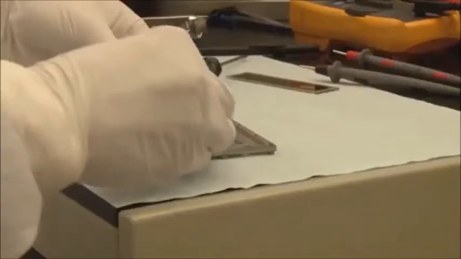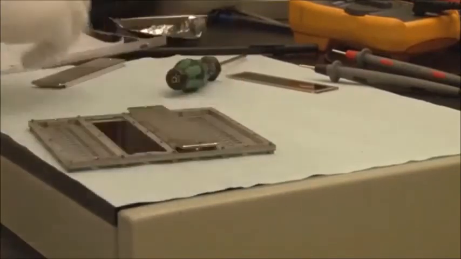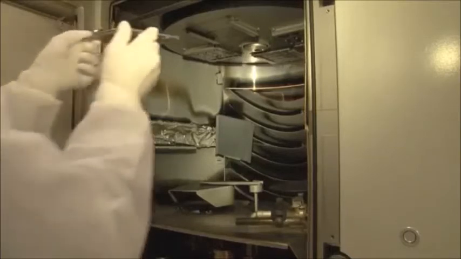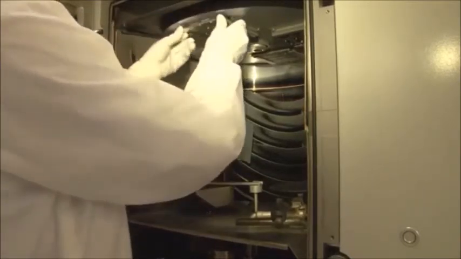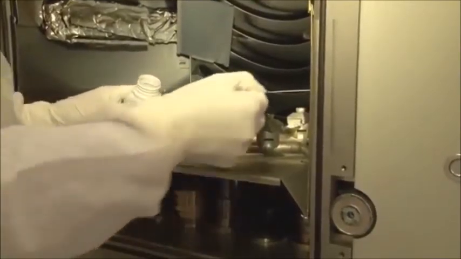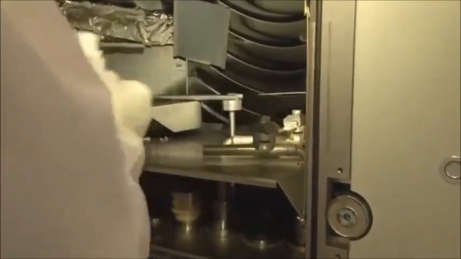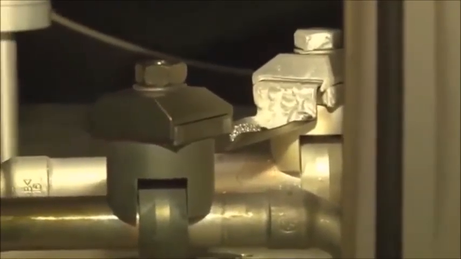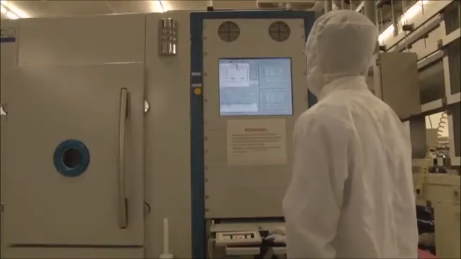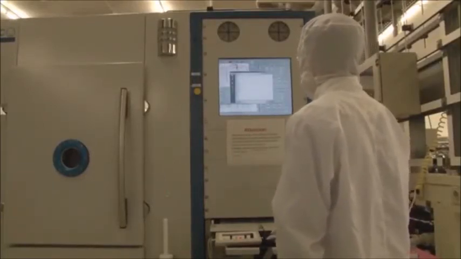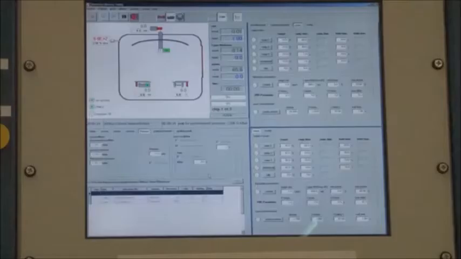Next, the samples are covered by a mask. The mask determines the areas on the sample where the metal contacts are deposited. The samples are mounted into a processing chamber. Silver is used as source material and particles of silver are put in a boat. The silver is evaporated using an electron beam. The silver vapor deposits on the samples and forms the back metal contacts.